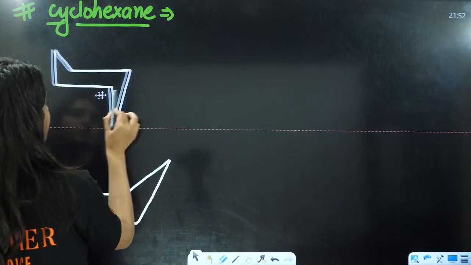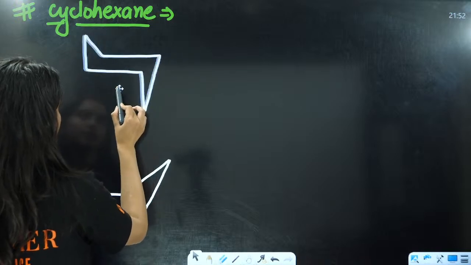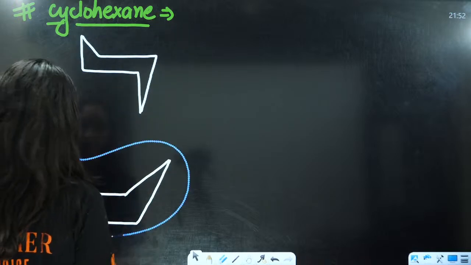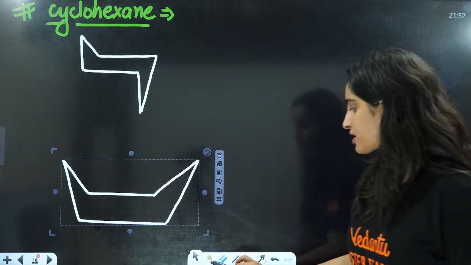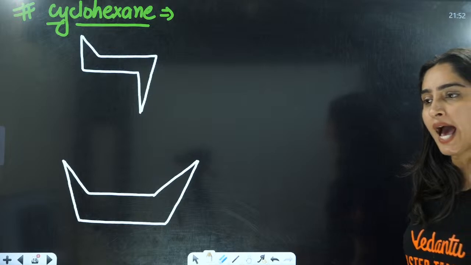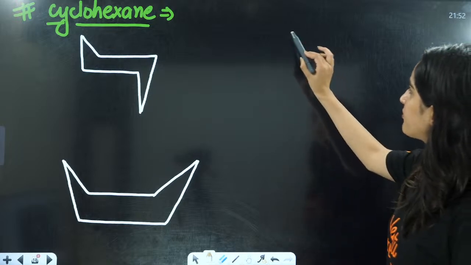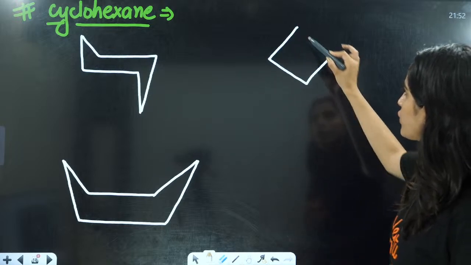This is the chair structure, right? And this is the boat structure. Chair structure, boat structure. Next structure, beta, what we have? Next structure we have twisted boat. For twisted boat you have to draw two kites here.